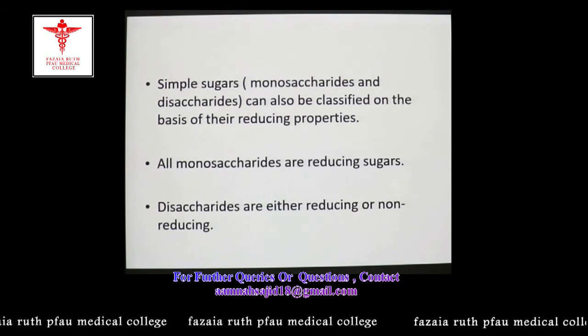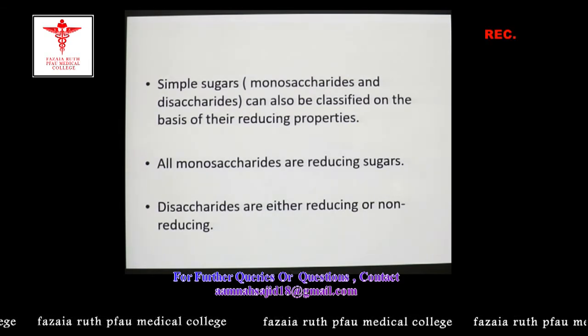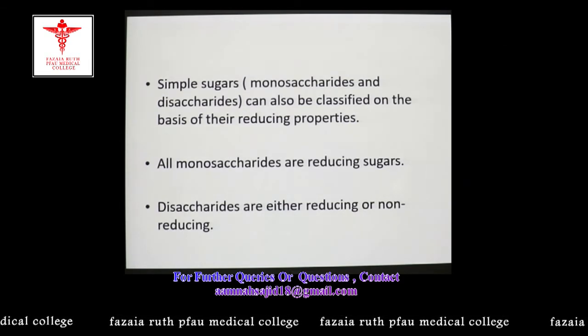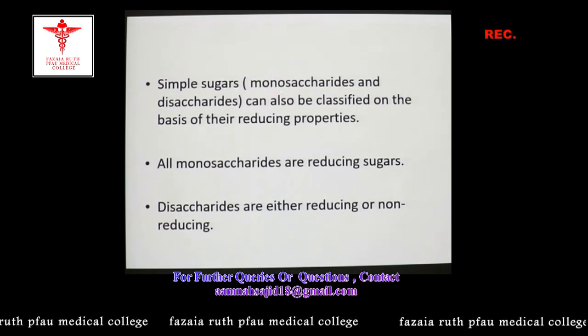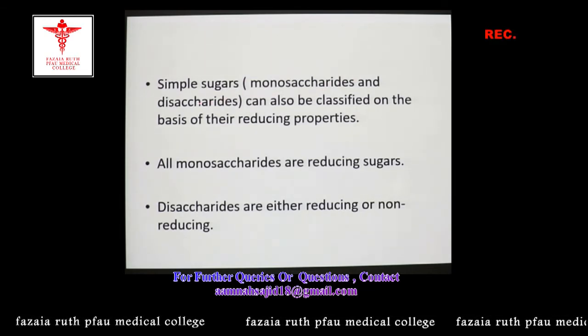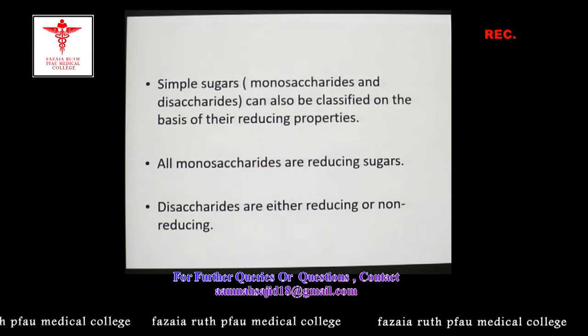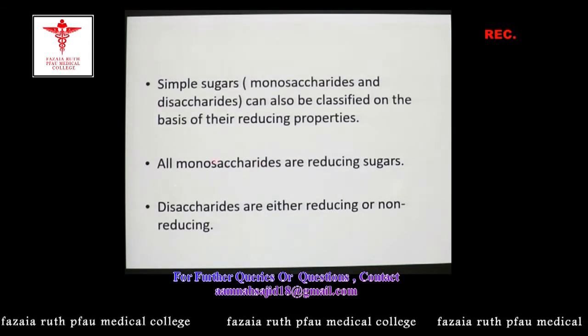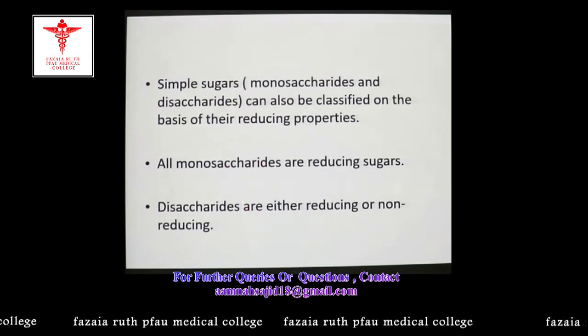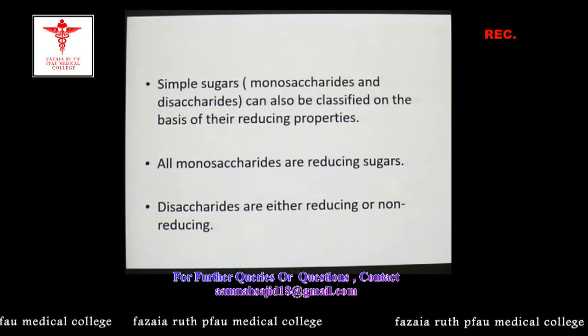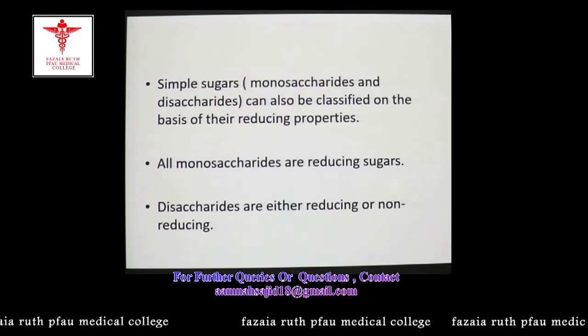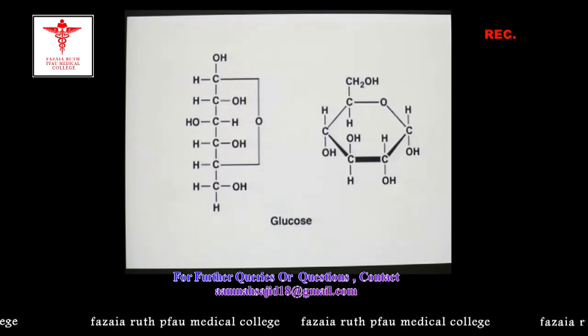Now, simple sugars can also be classified on the basis of their reducing properties. And by simple sugars, I mean monosaccharides and disaccharides. Now, it is important to remember that all monosaccharides are reducing sugars, whereas disaccharides are either reducing or non-reducing in nature.